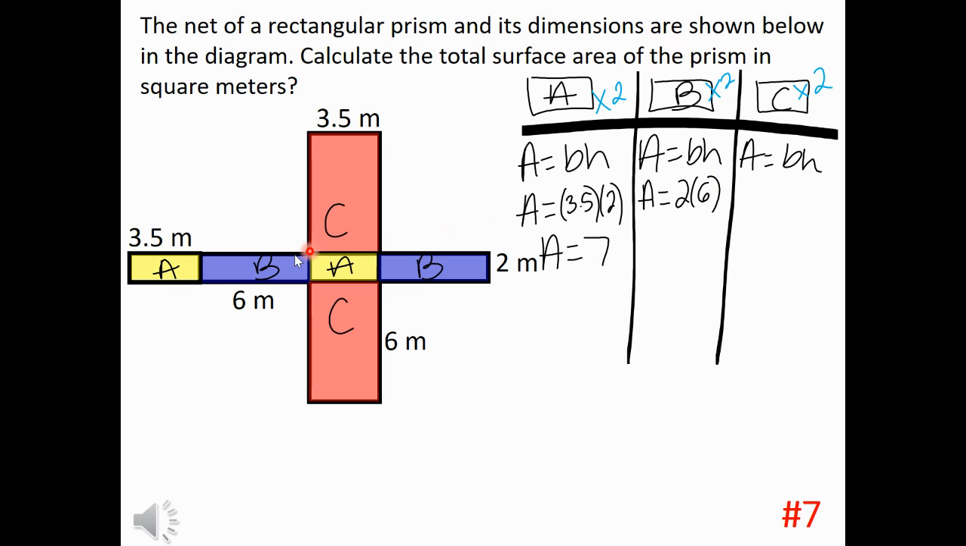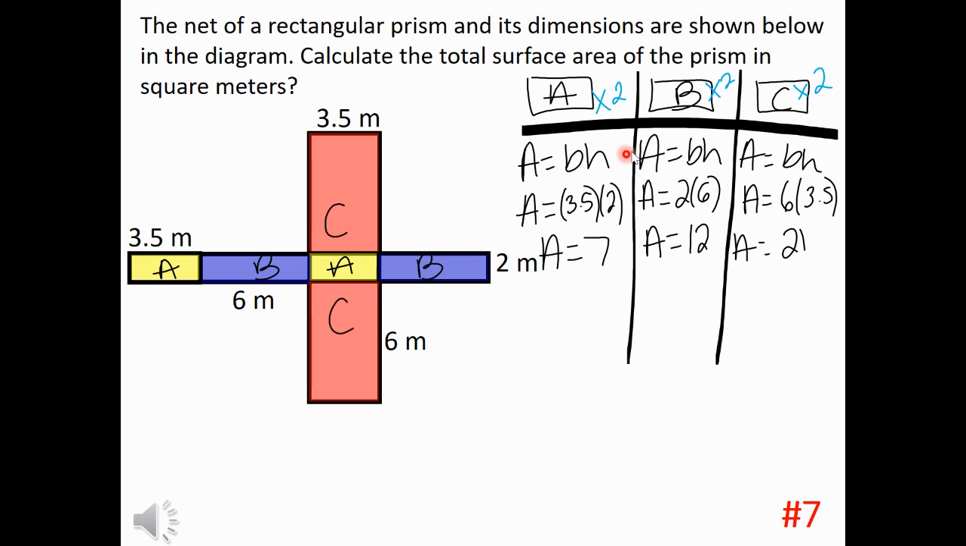Okay, then I'm going to do rectangle B, which is the skinny side. So we've got a 6. And again, that little short side we know is 2. So 2 times 6 is 12. And then the big rectangle C, we see 3.5. And then this is the tricky one. You have to imagine when you fold this up, these sides should touch, right? So we have 3.5. And if you look down here at this letter C, we have 6. So 3.5 times 6 is 21.